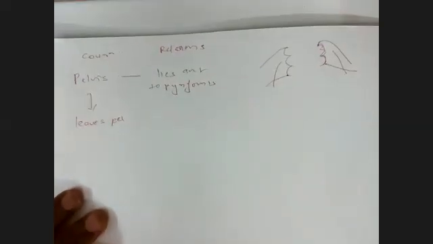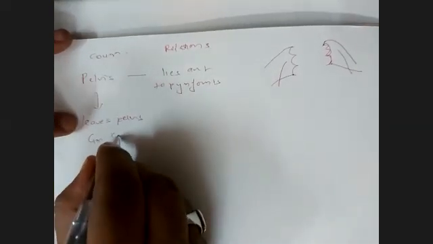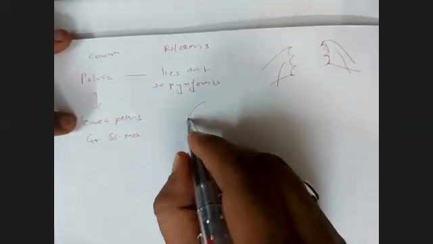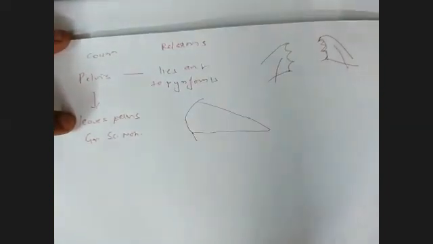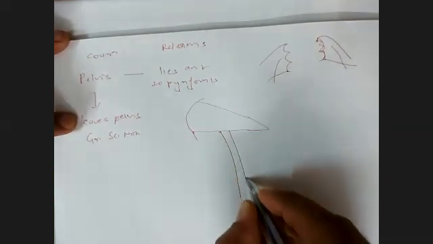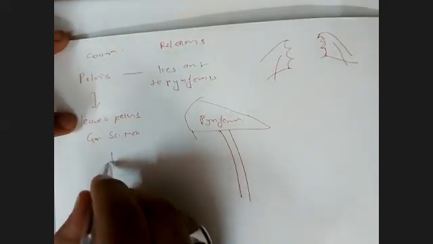Then it leaves the pelvis by passing through the greater sciatic notch. So if this is the greater sciatic notch, and coming out of the greater sciatic notch is piriformis. Because it is anterior to piriformis, and now we are looking from the posterior aspect, we'll see this nerve coming out of the greater sciatic notch under the cover of piriformis. It passes through the greater sciatic notch and enters the gluteal region.